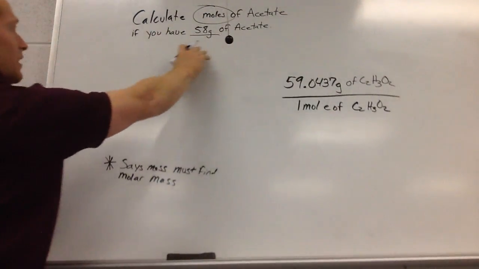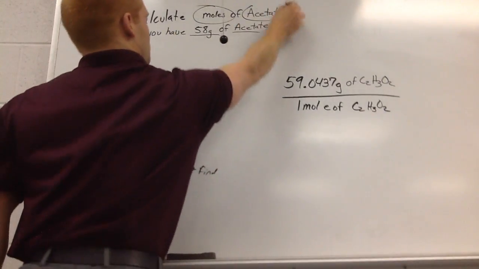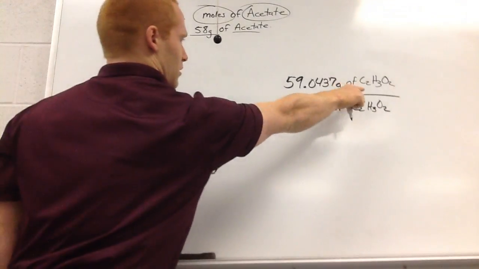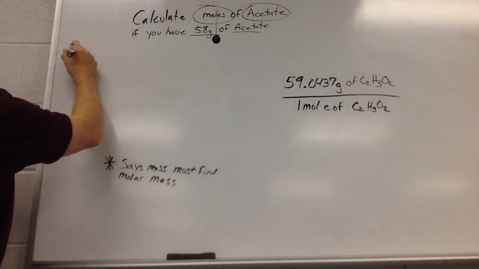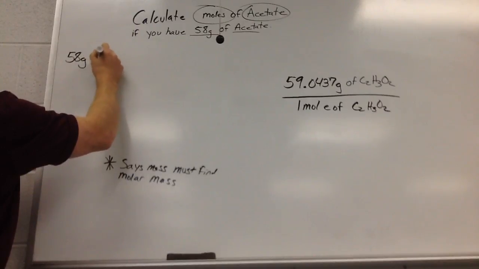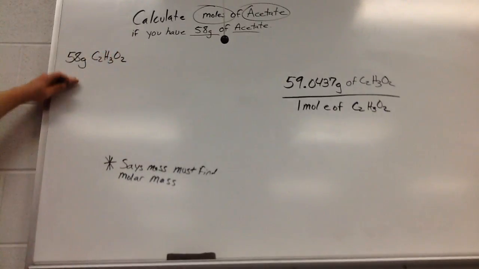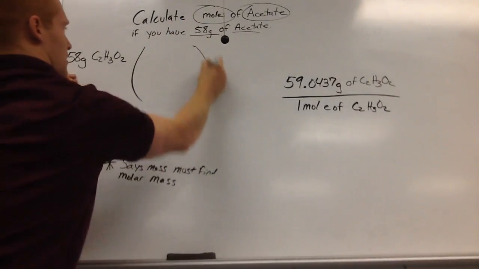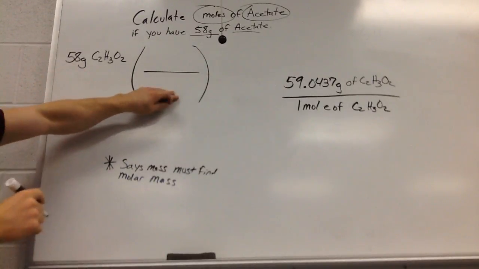So I underlined the given, circled the unknown. I could also underline what substance it's talking about. Remember, acetate, polyatomic ion, C2H3O2. So I'm going to use 58 grams of acetate. So this is what we start out with. We're trying to get rid of grams because it wants us to get to moles. So notice, grams is on top, grams has to go on bottom.